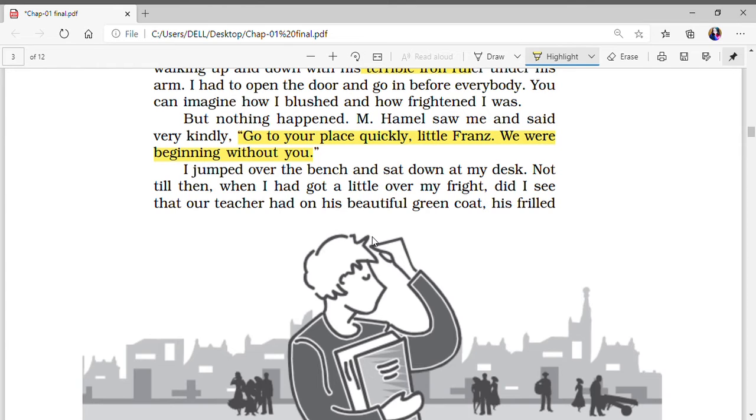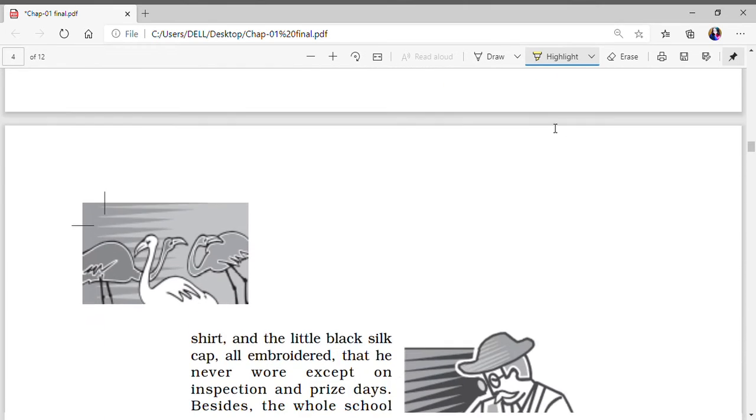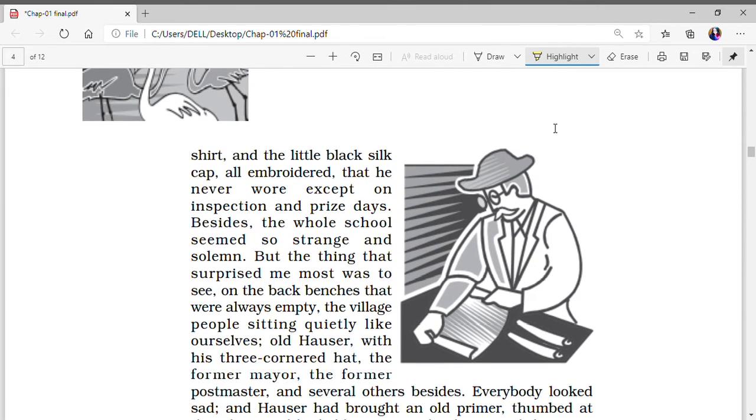Franz is so panicked that he couldn't notice the atmosphere and what's going on. He's so short of breath. But after a few moments, when he has finally settled down, he notices that his teacher is also looking unusual. He has put on his beautiful green coat, his frilled shirt, and the little black silk cap.